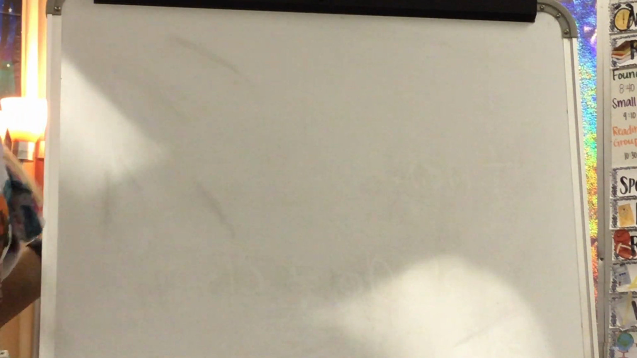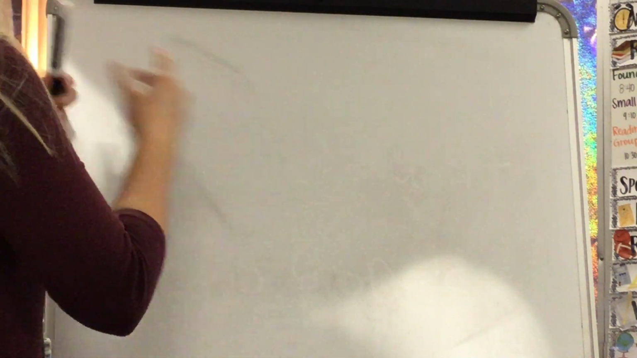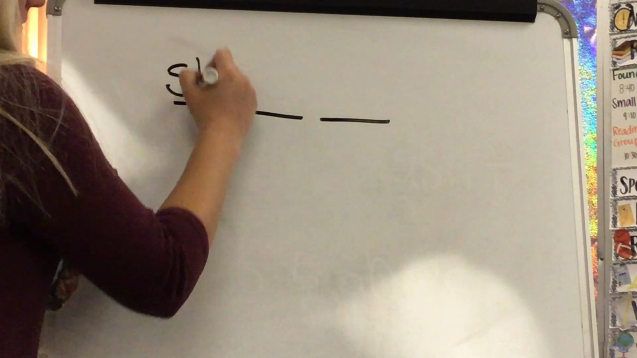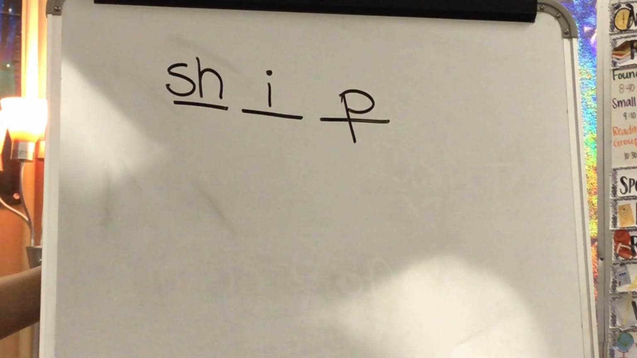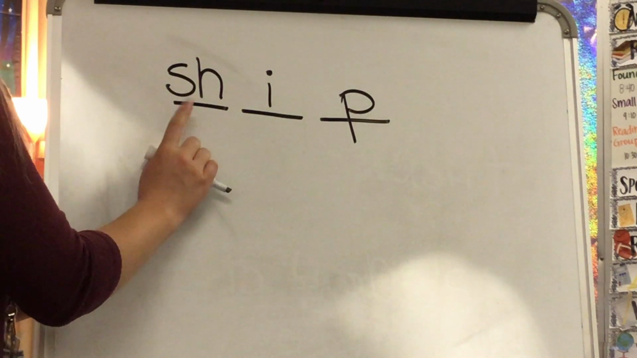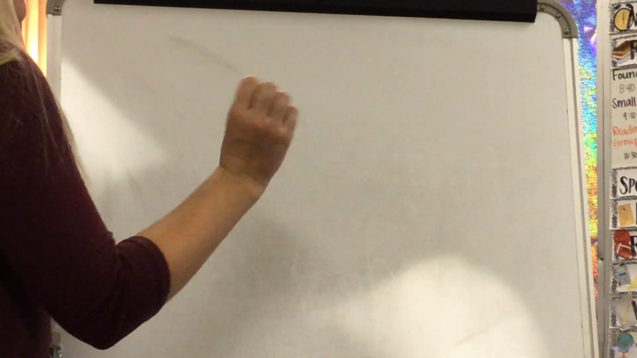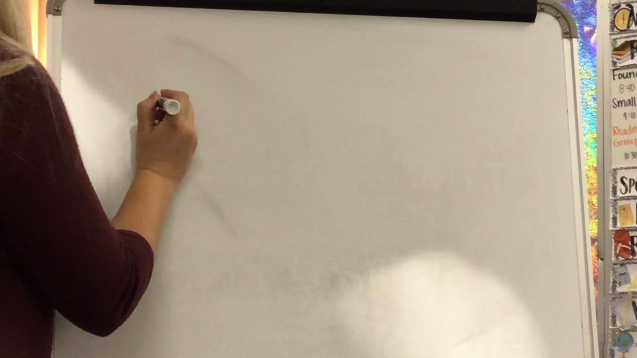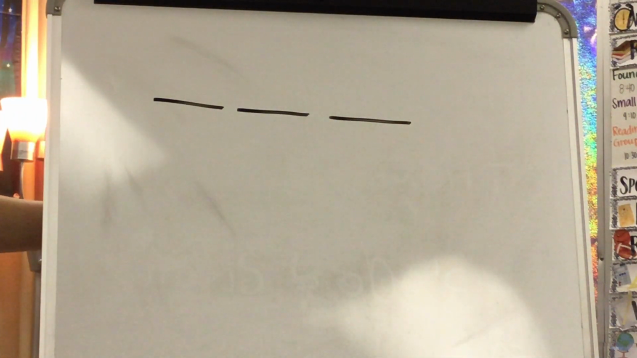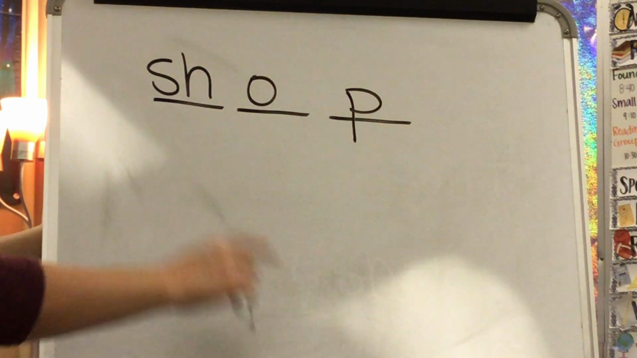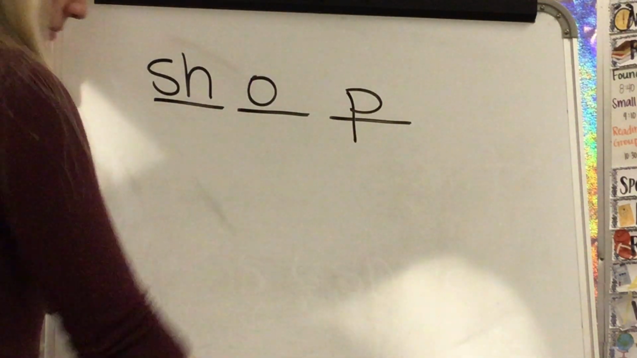Our first word is ship. What word? Ship. Stretch ship. Sh-ip. Stretch ship again. Sh-ip. Write the sound spellings you hear in ship. Check. Spell ship. S-H-I-P. Word? Ship. Yes, ship. Our next word is shop. What word? Shop. Stretch shop. Sh-op. Stretch shop again. Sh-op. Write the sound spellings you hear in shop. Check. Spell shop. S-H-O-P. Word? Shop. Yes, shop.